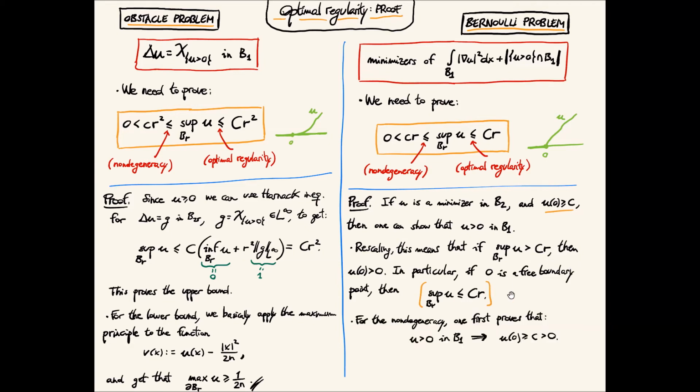For the lower bound, you first prove that if U is positive in B1, then U of 0 has to be really positive, with a universal constant, because otherwise it's cheaper to go to 0. So if you have a positive minimizer, it really has to go way above 0. Then this implies that U is bigger than the distance to the boundary. With a bit more work, this yields the non-degeneracy: the supremum of U is bigger than C times R. This is the rough idea of the optimal regularity and non-degeneracy for both problems.